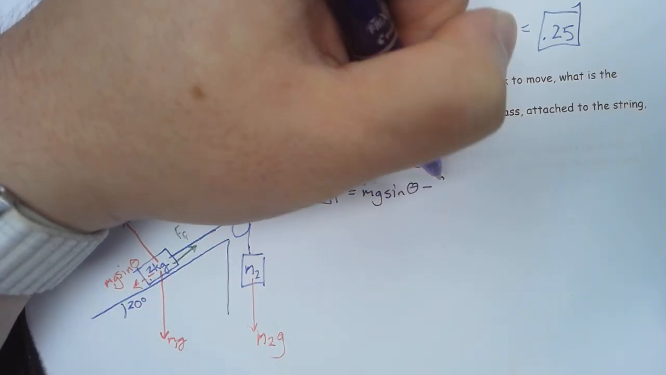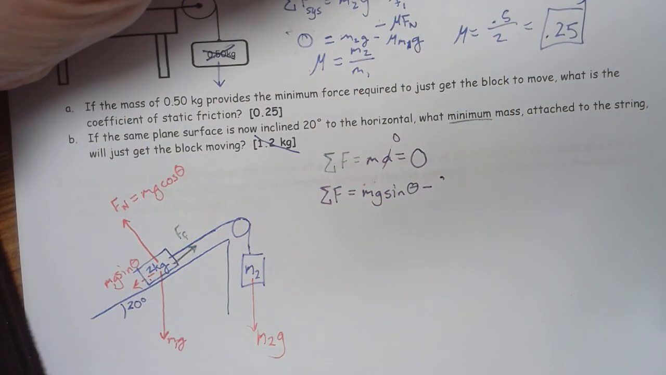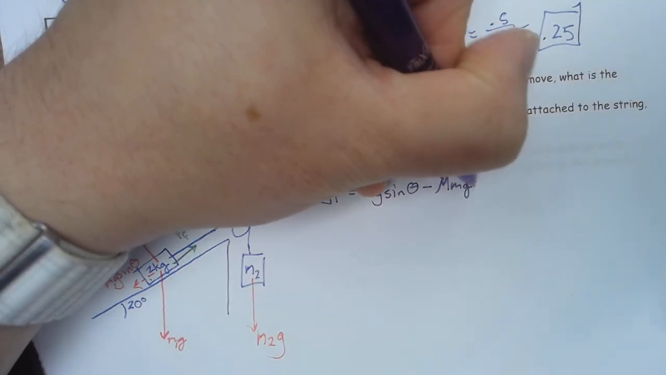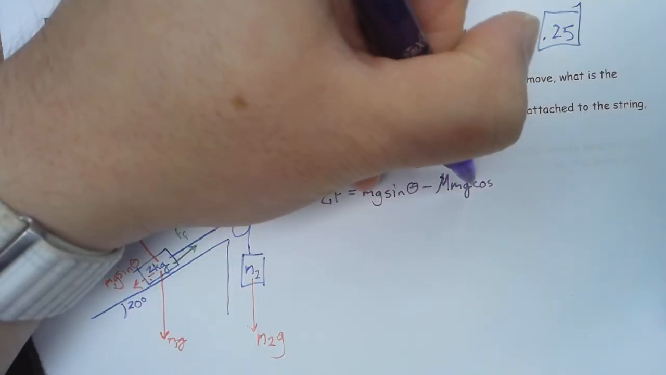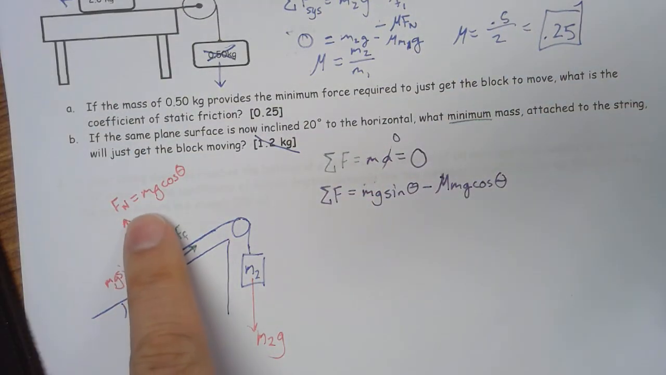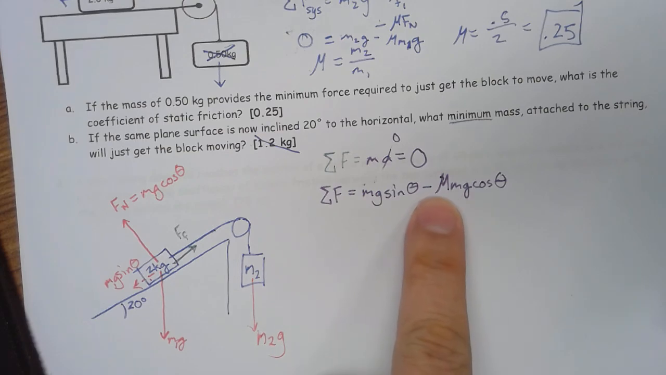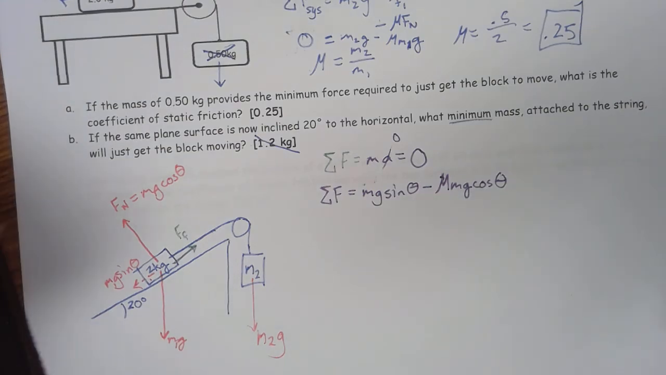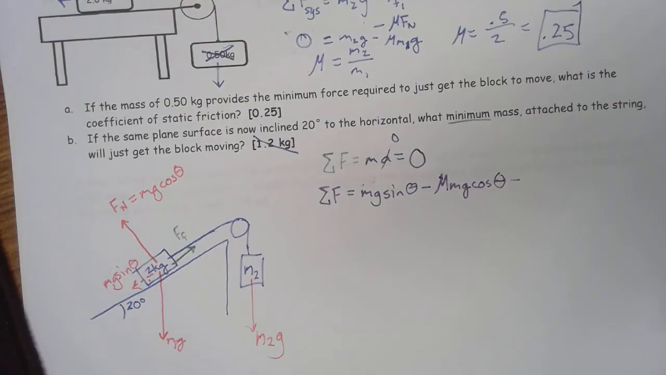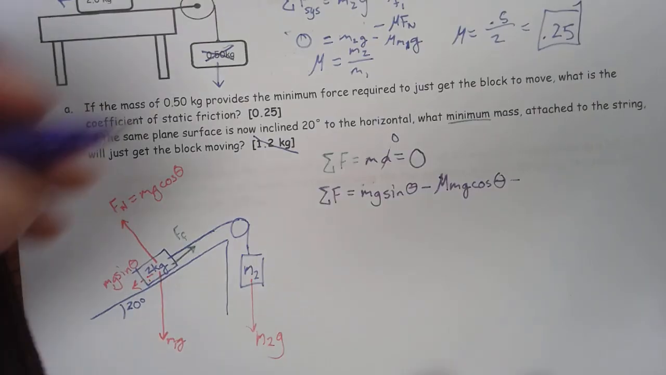What did we say that secretly is? Mu mg cosine theta. That's force normal. Mg cosine theta is force normal. Right there, what we're just writing right here is mu times force normal. What else is pulling us up the ramp then? M2G.